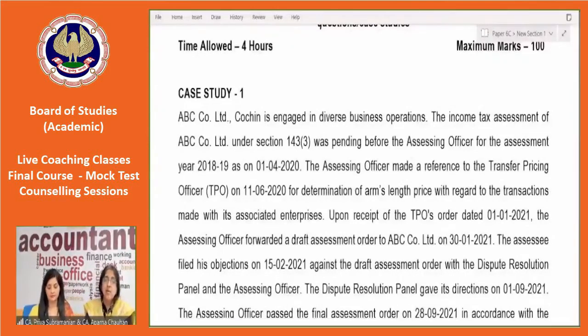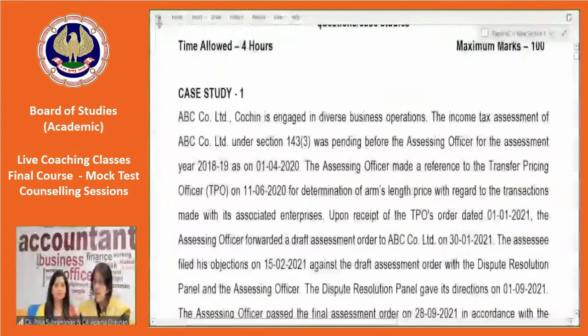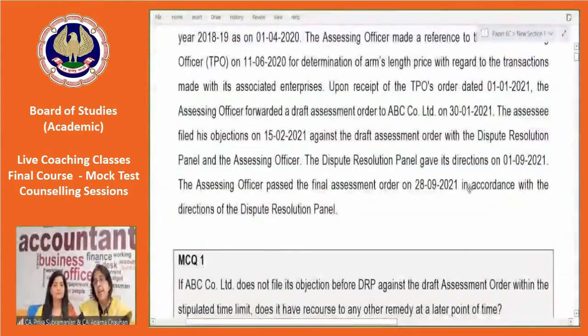Now, case study 1. ABC Company Limited, Cochin, is engaged in diverse business operations. The income tax assessment was pending before the AO for assessment year 18-19 as on 1/4/2020. AO made reference to TPO for determination of ALP. Upon receipt of TPO's order, AO forwarded the draft assessment order to ABC Company. ABC filed the objections against the draft order with the DRP and the AO. The DRP gave its directions on 1/9/2021, and the AO passed the final assessment order on 28/9/2021 in accordance with the directions of the Dispute Resolution Panel.